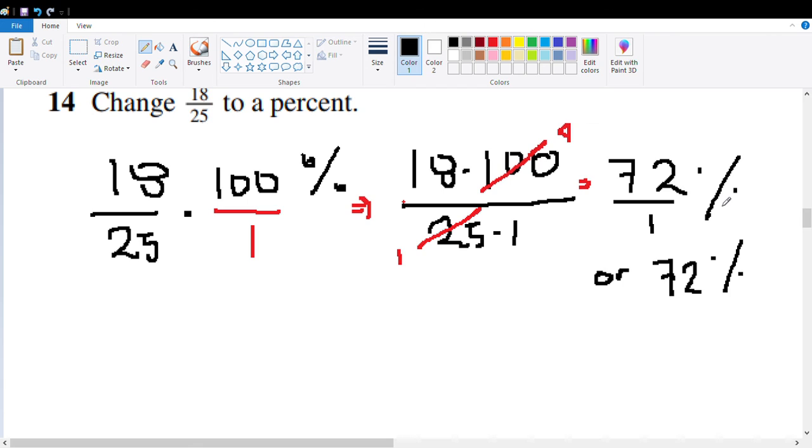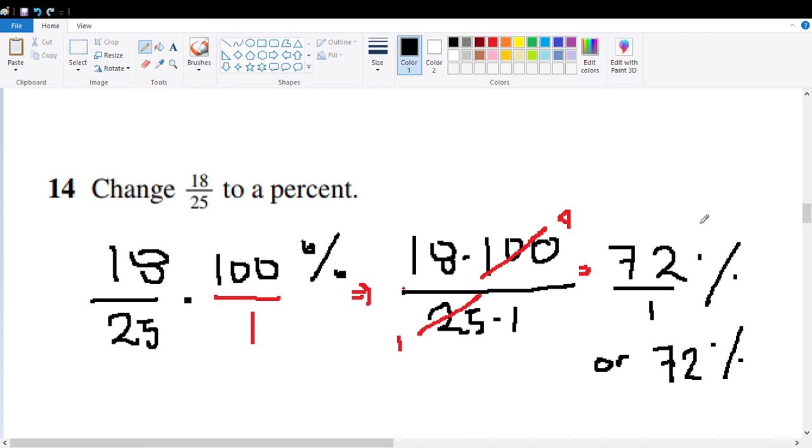I'll take it for 14 because, as long as you have a percent sign, I'm good with it. Whether it's a decimal or a fraction, I'm good with it. But if there's no percent, then I'm not good with it. Since we're asking for a percent, you have to show that this is a percent, okay?